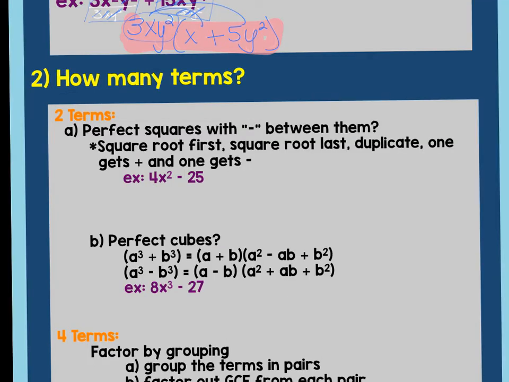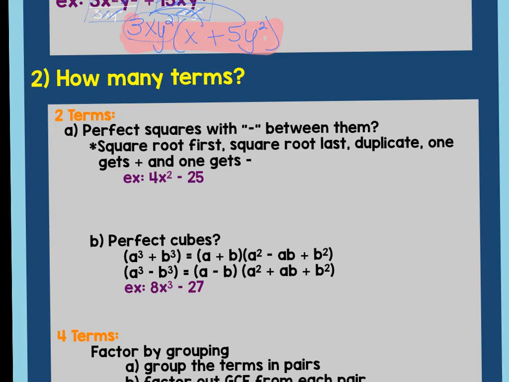Next approach is to figure out how many terms there are and let that drive what happens after. If there are 2 terms, then there are 2 questions, okay? One is, are they perfect squares with a minus between them? And the other is, are they perfect cubes? What's a perfect cube? To the 3rd power. Good. The result of something being raised to the 3rd power. Everybody understand that?